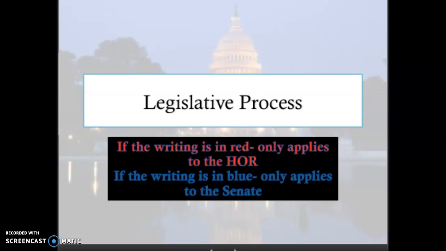So this is a lot of steps. There's a lot of things that slow down the process, and most likely a bill is going to die before it gets passed. So part one of the legislative process is going to be what is covered in this video. Now, if the writing is in red, it only applies to the House of Representatives. If the writing is blue, it only applies to the Senate.